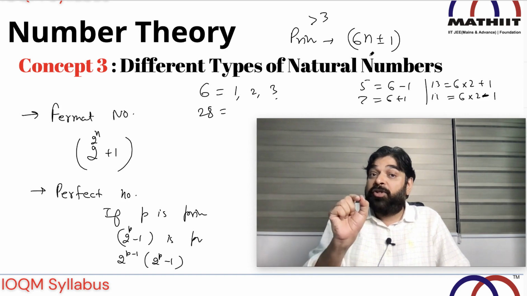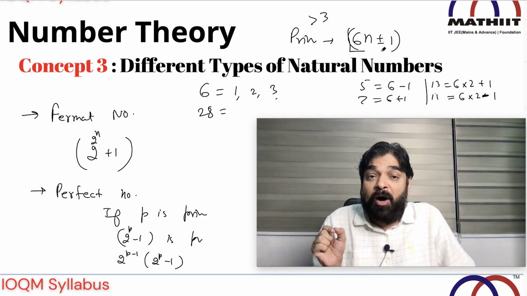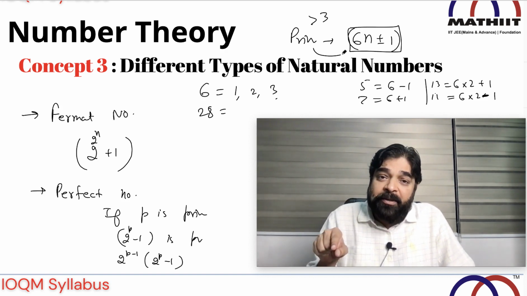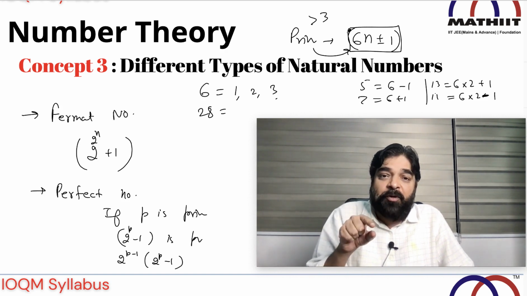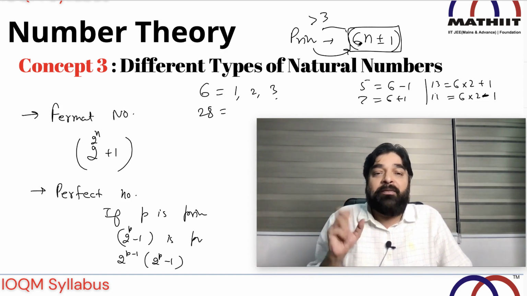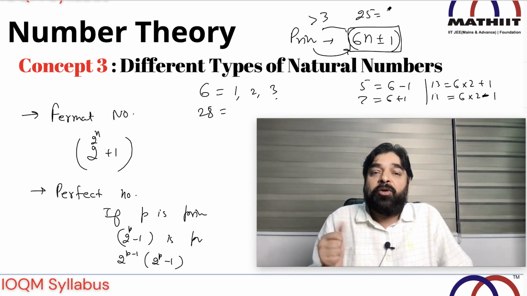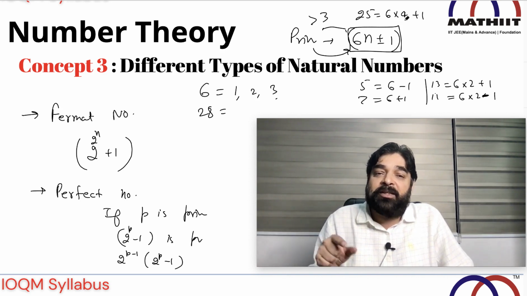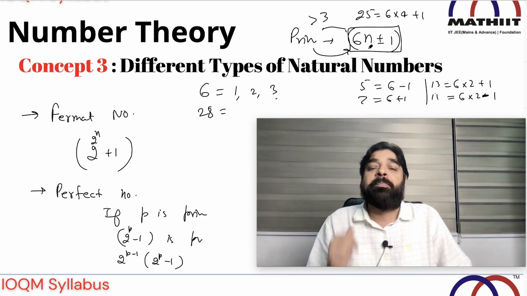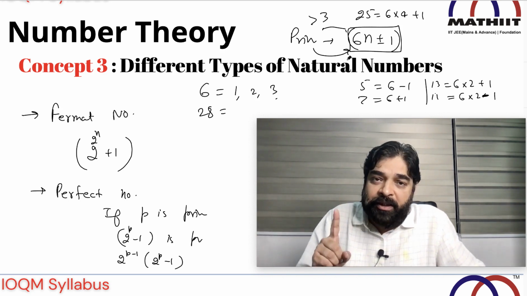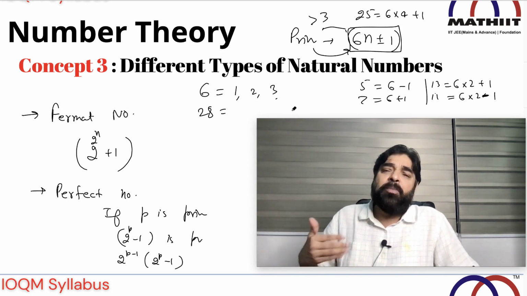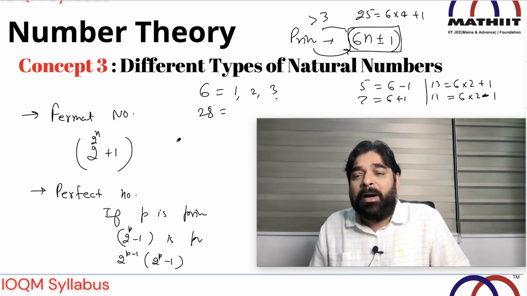But be clear, vice versa is not true. I am not trying to say that any number which is in this form will be prime. If prime, it will follow this rule. But following this rule does not mean it will always be prime. For example, 25. You can write 25 as 6 into 4 plus 1. This is the form of 6n plus 1. But that is not a prime number. Do you understand?